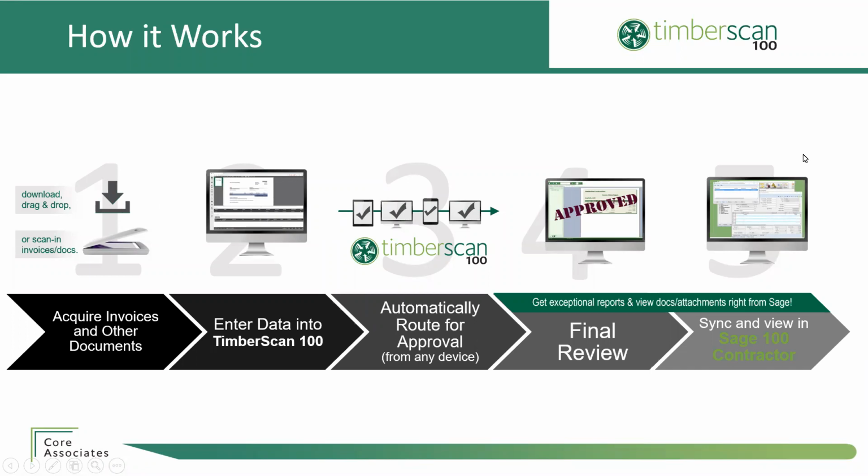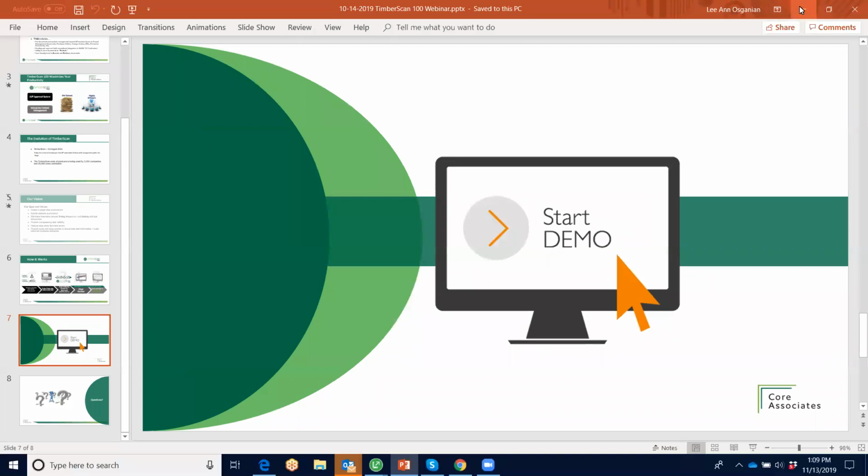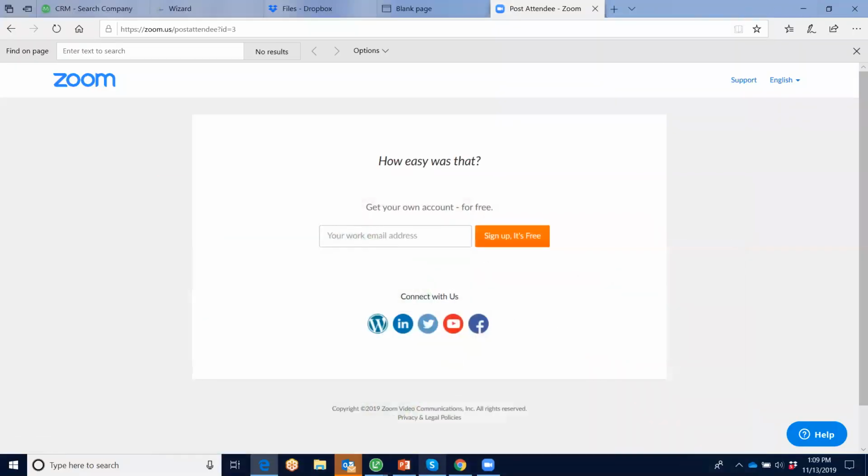Right, so the beauty of TimberScan is that in addition to being an electronic storage system and being able to get rid of all your filing cabinets, you have visibility to all of your invoices and documents and really have control over that approval process. All right, I'm going to head out of the PowerPoint here, and we're going to head into the software.